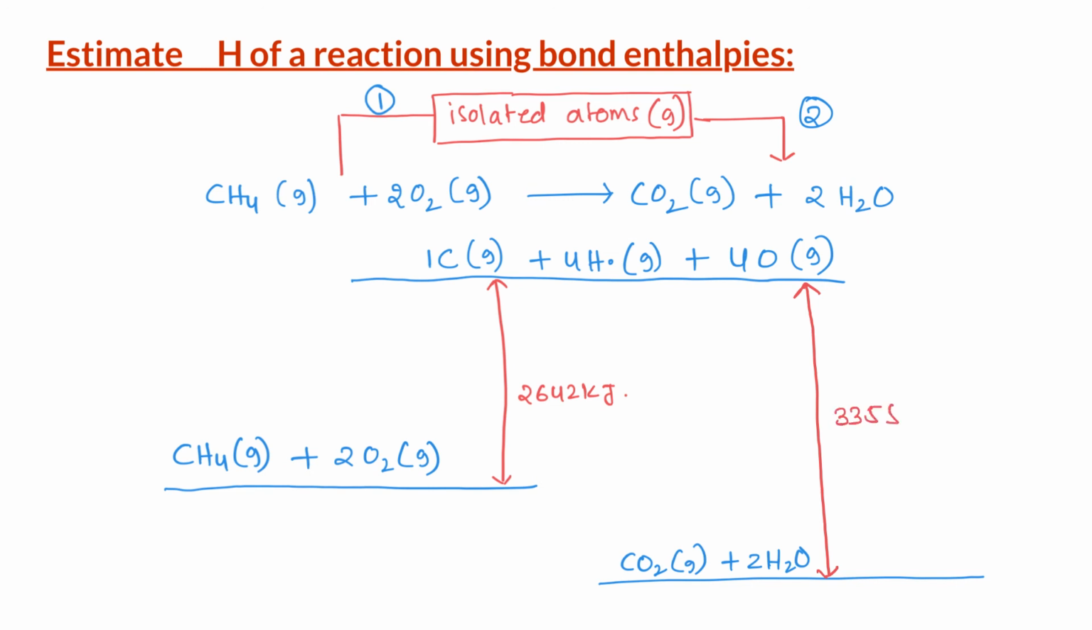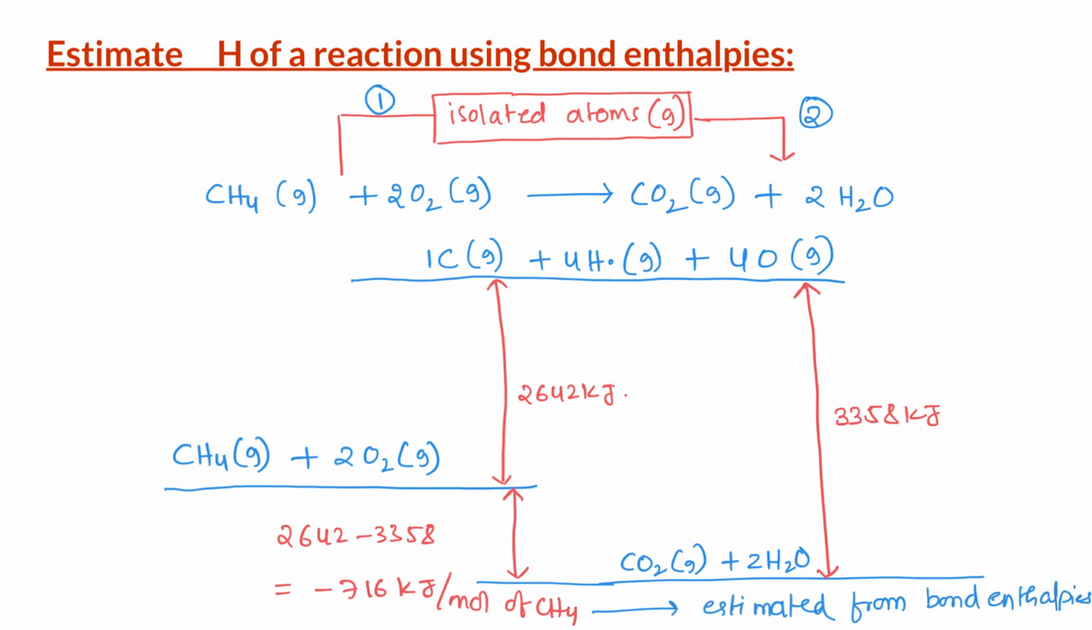So, the overall energy of the products is lower than the energy of isolated atoms by 3358 kilojoules. The difference between the products and reactants will be 2642 minus 3358 kilojoules. If we do the math, it comes out to be minus 716 kilojoules of energy. This is the estimated enthalpy change for the combustion of methane gas estimated from bond enthalpies.